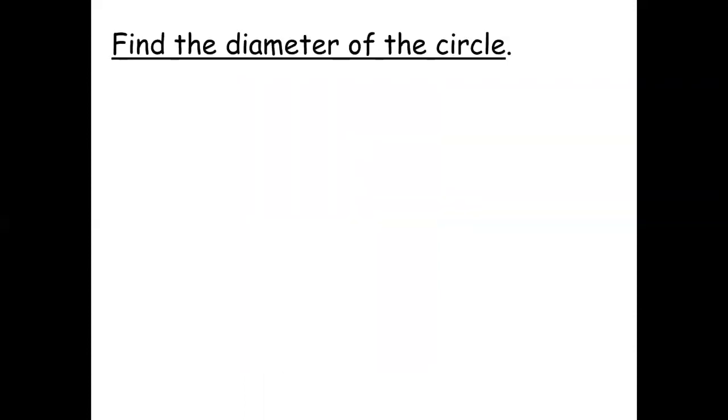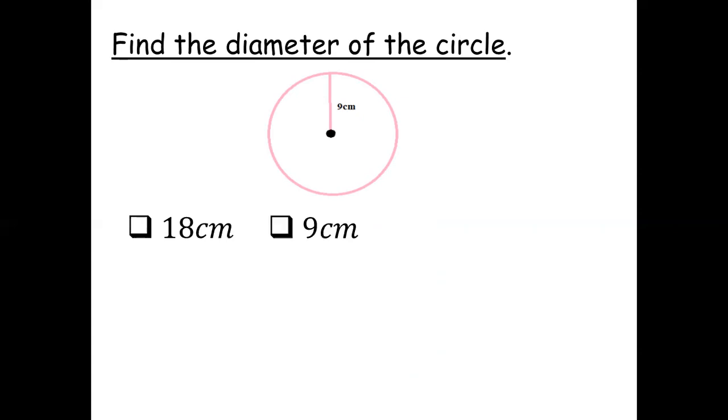Right, let's move on with the next question. So the next question is find the diameter of the circle. So they have given you a circle. Now I'm not going to tell you what's given. You need to know what these parts are which are given. So the answers for you are 18 centimeter, 9 centimeter, 4.5 centimeter, and 6 centimeter. And your timer has started.